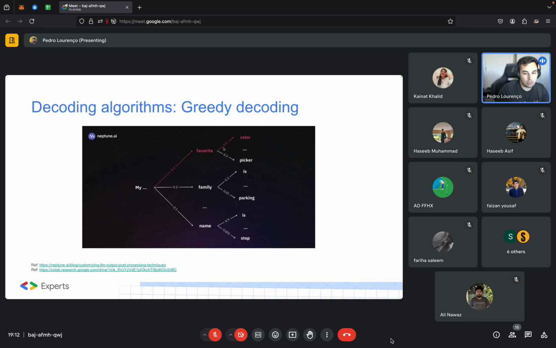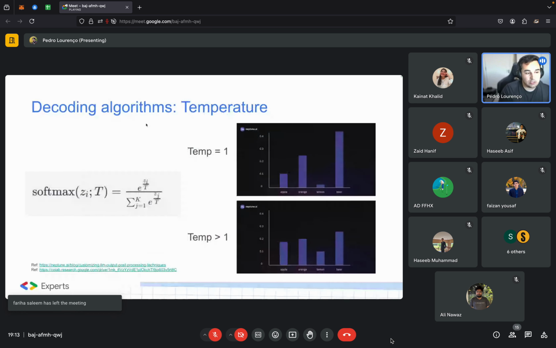But you don't always want to pick the one with the highest probability. Sometimes you need to make it more random. So you just rely on the distribution here, and you pick a random one of these tokens. And another thing that is very important, and I think you might have heard this name, is the temperature. The temperature is a parameter that is used to control, let's say, the creativity of the model.